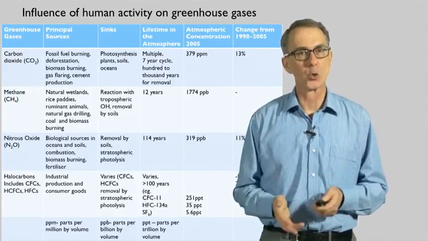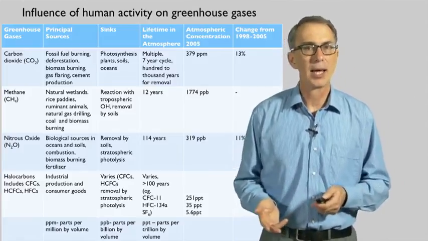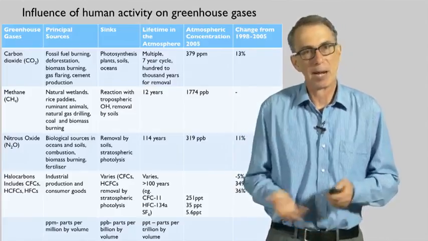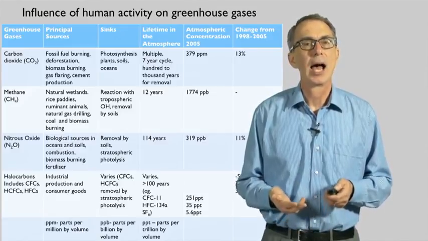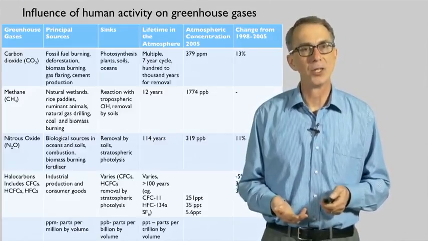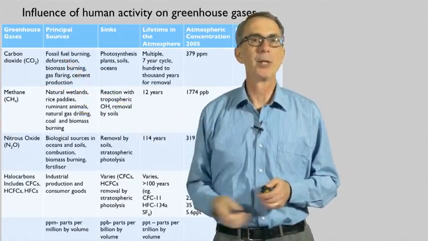The major source is evaporation from oceans and from land surface and plants, and it's removed from the atmosphere by rainfall. And it has a lifetime of only a week, a few days. Now let's consider something which is much more long-lived, carbon dioxide.